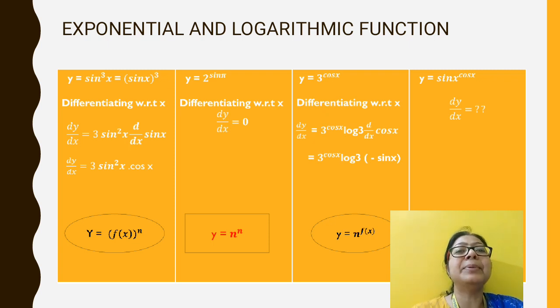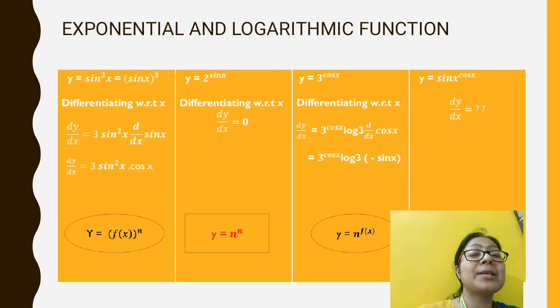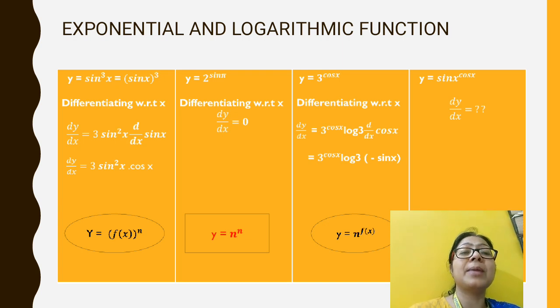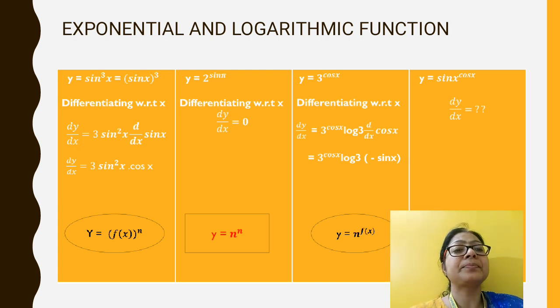The first example is y equals sin cube x. We can write it as sin x whole cube, the same thing. Differentiating with respect to x, what will we get? dy/dx: for x to the power 3, the derivative is 3x square, so here 3 sin square x. But in place of x it is sin x, so the derivative of sin x once more. So dy/dx equals 3 sin square x, and d/dx of sin x is cos x. So this is the answer.